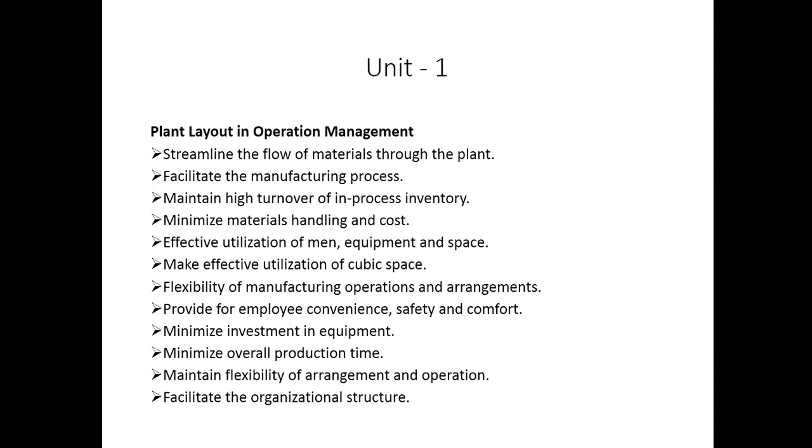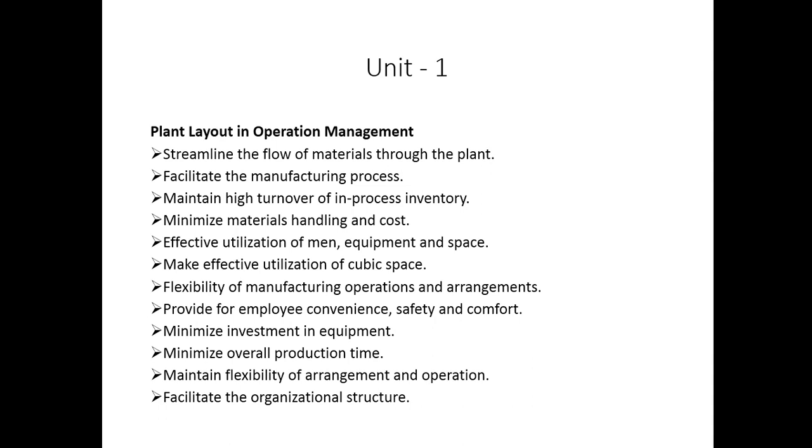So first one is plant layout. Layout basically denotes the design of how we are going to use main materials and our equipments inside a confined space. So we are going to design in an optimized manner where each and everything is utilized in an effective manner. So these are the objectives. The first one is to streamline the flow of materials through the plant. Second one is to facilitate the manufacturing process. Third one is to maintain high turnover of in-process inventory.